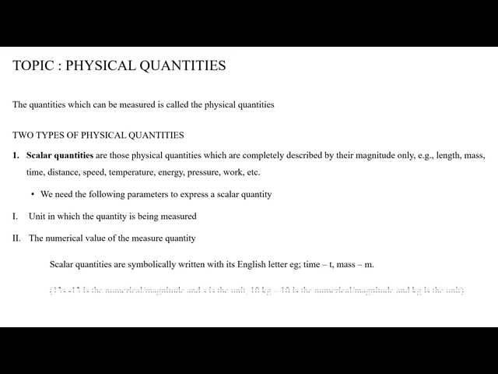Now let us see an example. Here 13 seconds is written as 13 s, where 13 is the numerical value, or we can say the magnitude of that quantity, and s is the unit. In the same way you see 10 kg, where 10 is the numerical value, or the magnitude of the quantity, and kg is the unit used to measure that physical quantity.